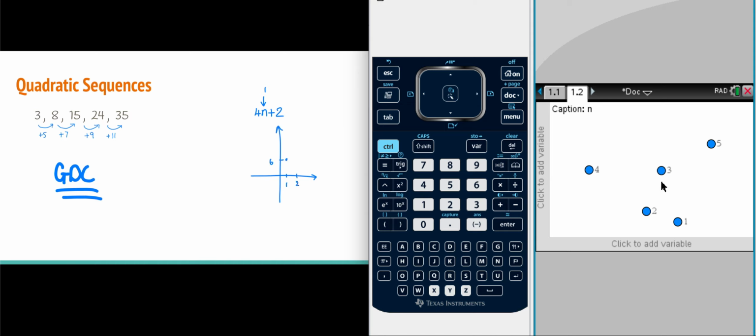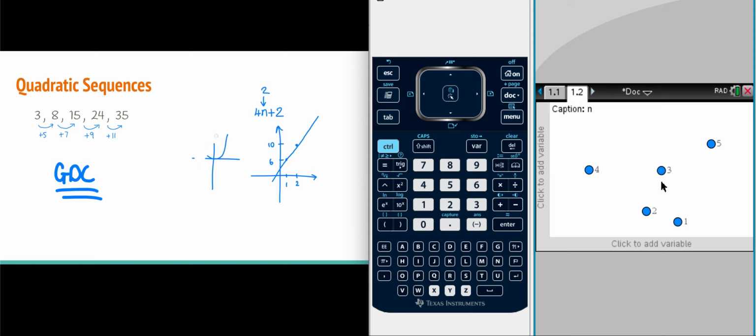And then the second term, so this time I'm substituting in 2, and that gives me 4 times 2 plus 2, which is going to be 10. So my second term is 10. And eventually it forms a straight line graph. So we've had a look at that before. With the quadratic sequences, they're going to form a quadratic graph rather than a linear graph. But it's the same sort of idea.